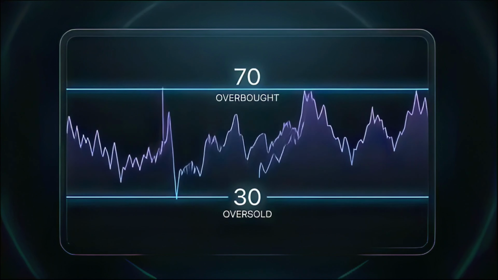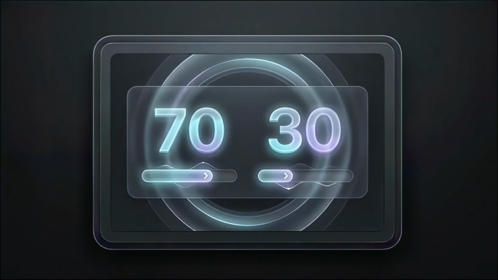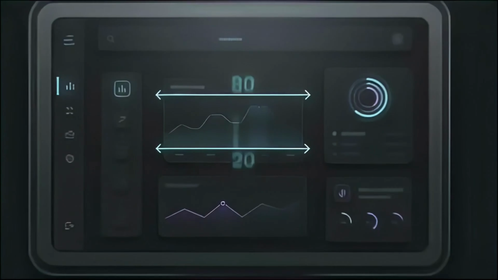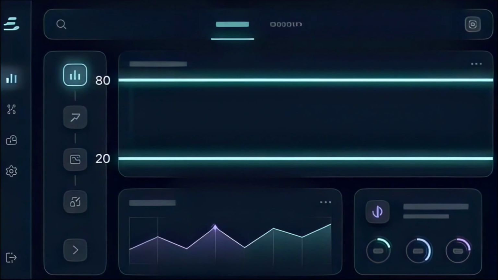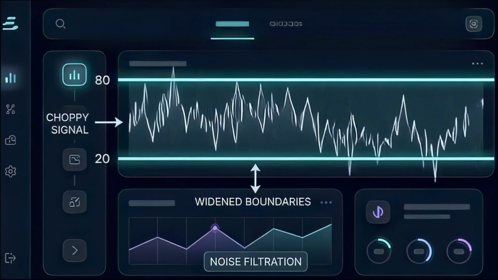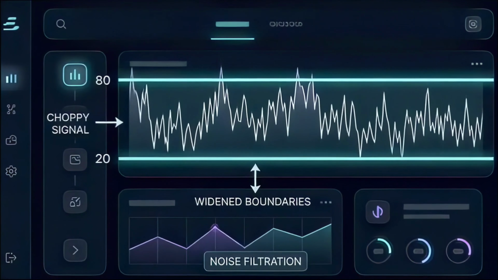Setting 3, the levels. By default, the horizontal lines sit at 70 and 30. Think about those differently, depending on the day. In a choppy sideways market, pull them into 75 and 25, even 80 and 20, so you only get a signal at a genuine extreme, and you filter the noise out.